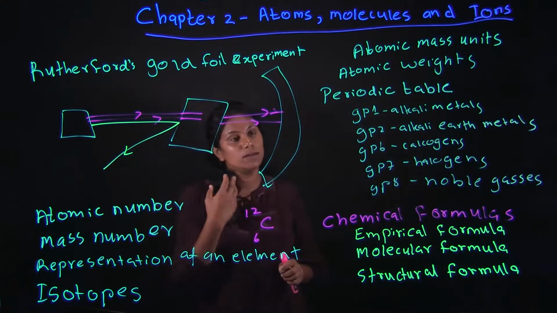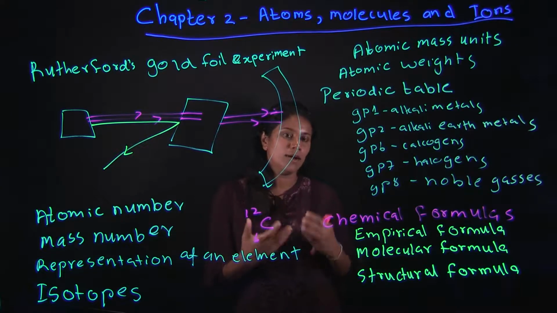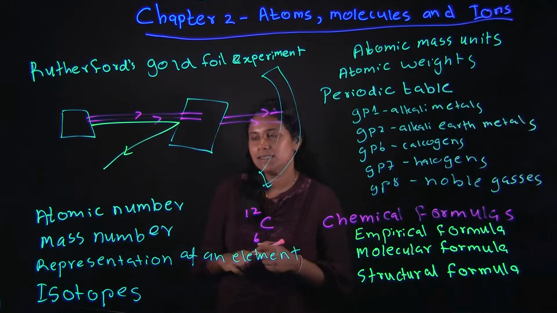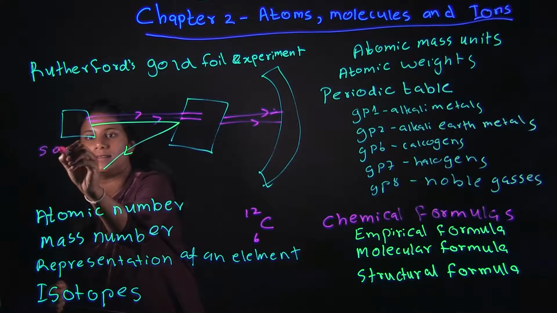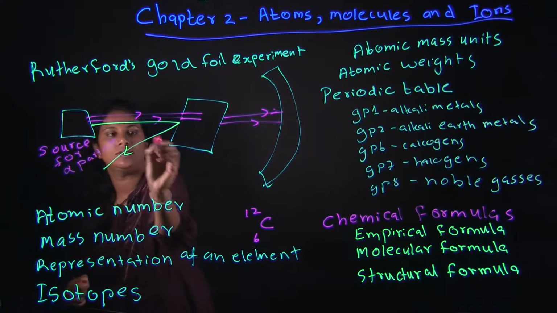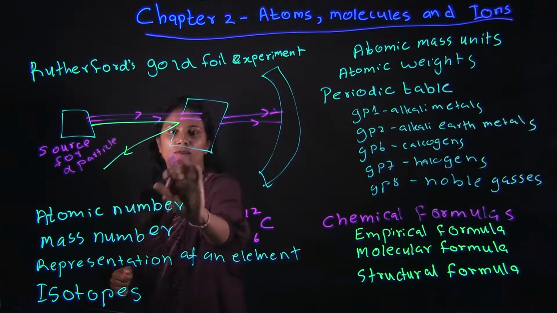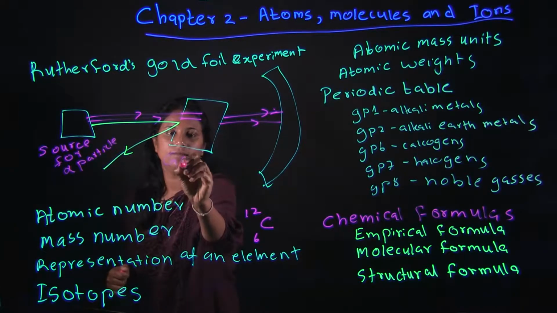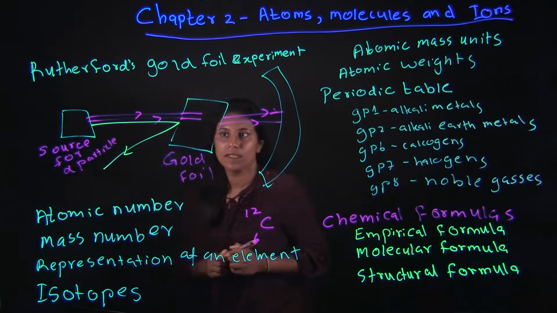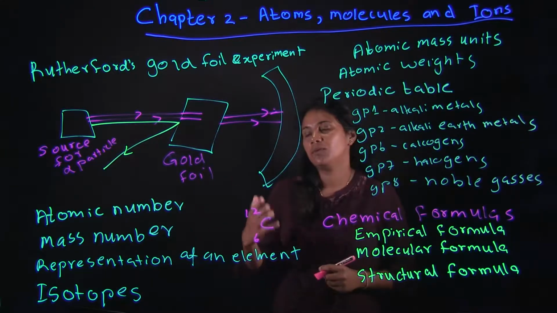Rutherford did more experiments and he wanted to come up with the structure for the atom. So what he did, this is the source for alpha particles, and then he passed them through gold foil. Gold foil is something like aluminum foil, a very thin piece of metal. And his result was remarkable.